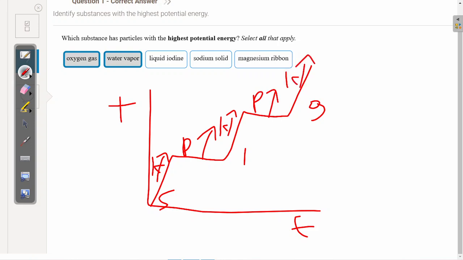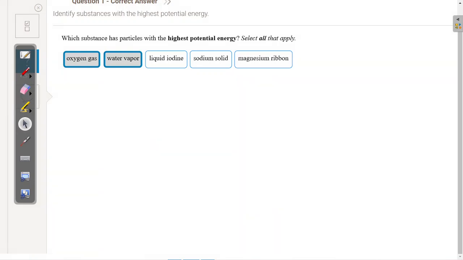So as you can see, the solid has barely any potential energy, and the liquid has a little potential energy, but the gas has the highest. So when they ask for the highest potential energy, you just choose the one that's a gas, which is oxygen and water vapor.